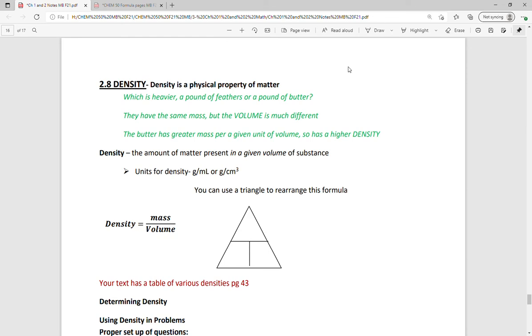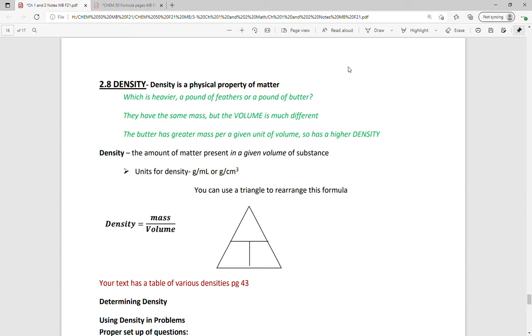So our last topic in these introductory chapters is on density, and we're going to talk more about matter in the next chapters in the course, but we're going to start off by talking about a physical property of matter called density. And you know about density already. You know which is what floats in water, what sinks in water.